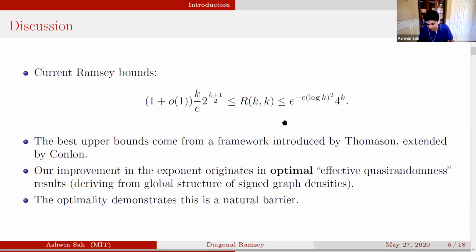And perhaps one thing to highlight: optimality, in a certain sense, demonstrates that this is a natural barrier, certainly to this framework for attacking the Ramsey problem. There are a couple of ways you could think of, hopefully we'll get a chance to see, to try to overcome this barrier, but there is something legitimate here.